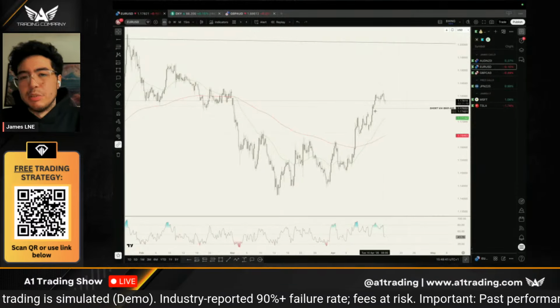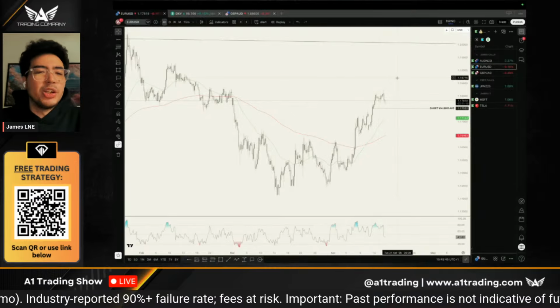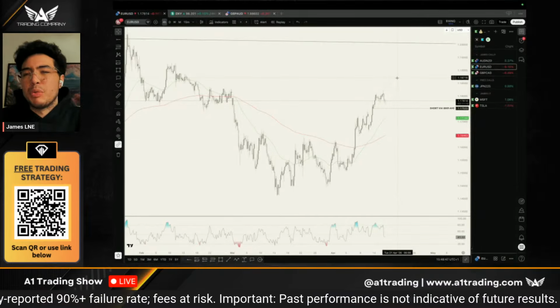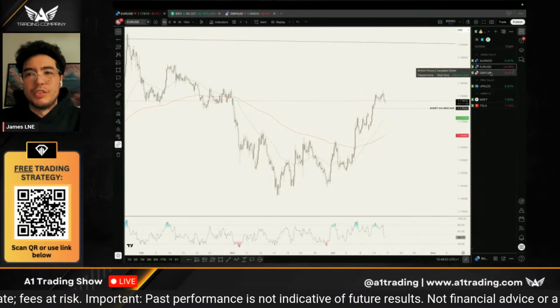But yeah, the idea really is just looking for a bit of a mean reversion of this left side move. Nothing really interesting, not necessarily a macro trade, more of just a bit of a mean reversion correction type of trade. There's not really anything to inform you of here.